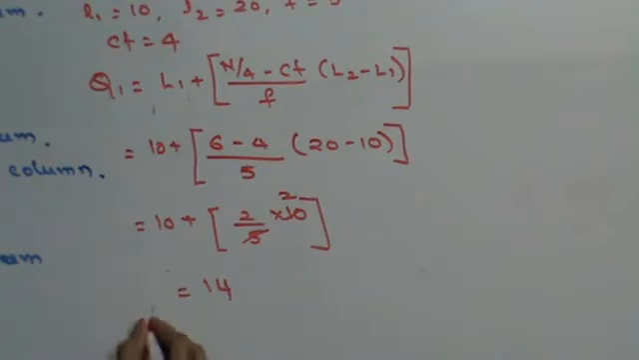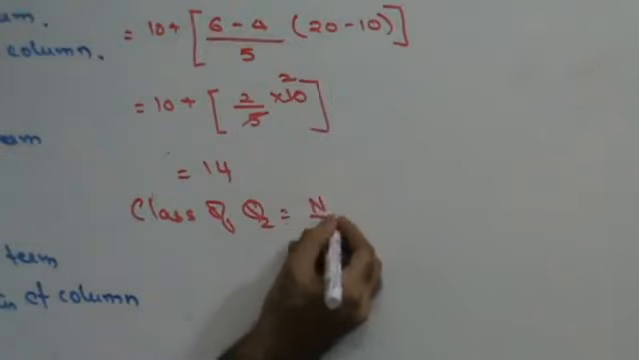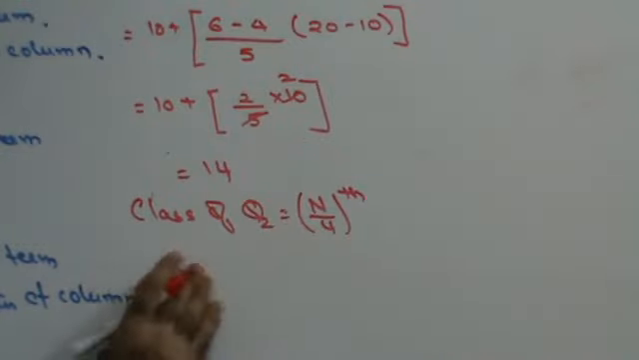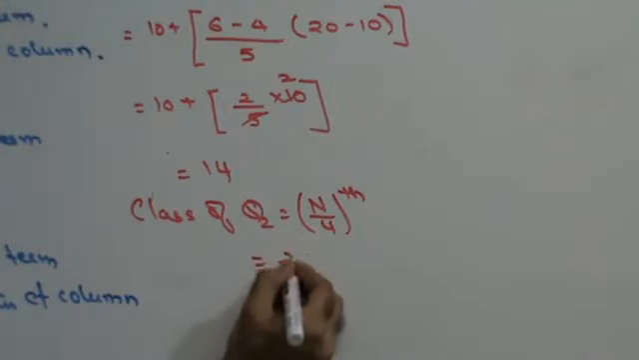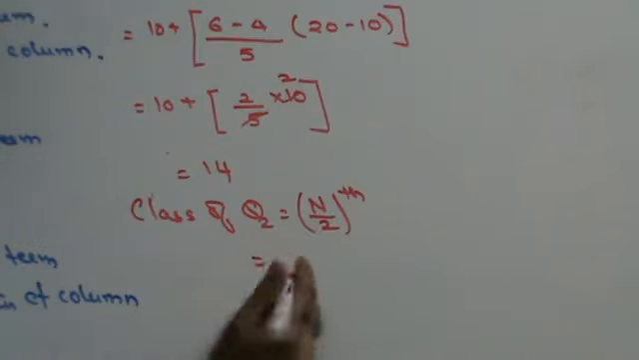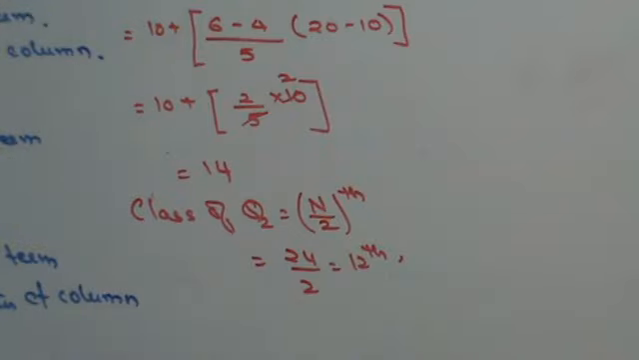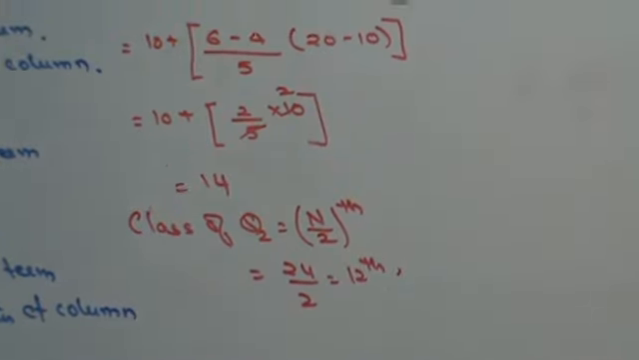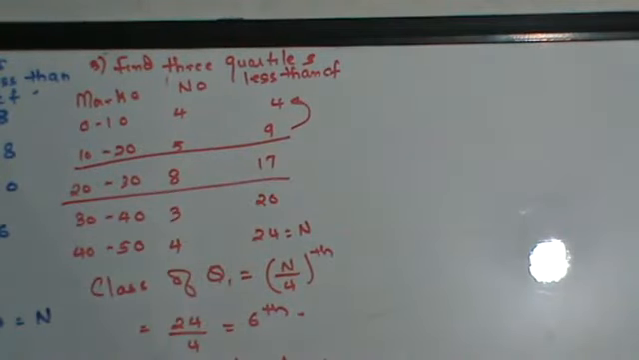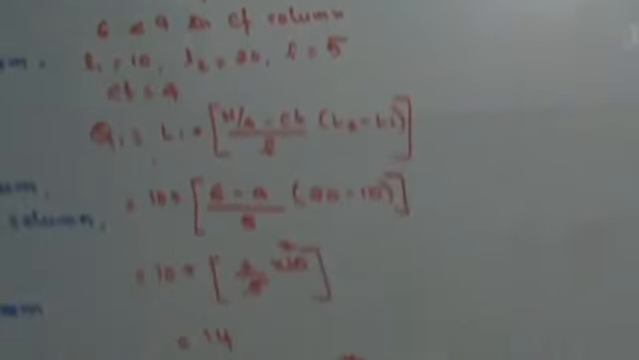In the same way, you find the class of Q2. The class of Q2 will be the n upon 2th term, sorry, not 4. This is 24 upon 2, that is the 12th term. Now check, 12 is less than which number in the CF column? 12 is less than 17 in the CF column.